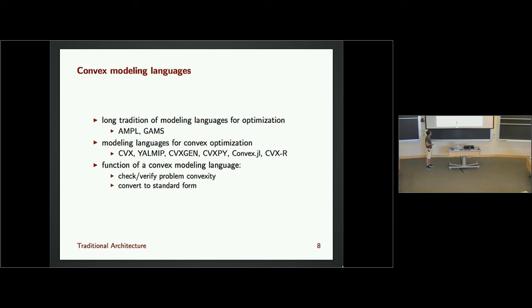So the first layer is the modeling language, and these go back to AMPL and GAMS in the 70s and 80s. And more recently, there have been a variety of different model languages specifically developed for convex optimization. So starting with CVX and YALMIP, we have CVXGen, which is a code generator, and then CVXPy, which I worked on, and convex.jl, and there's going to be one in R soon at some point. And so these model languages do two important things. One is verify problem convexity. The other is convert the problem into the standard form required by the solver.